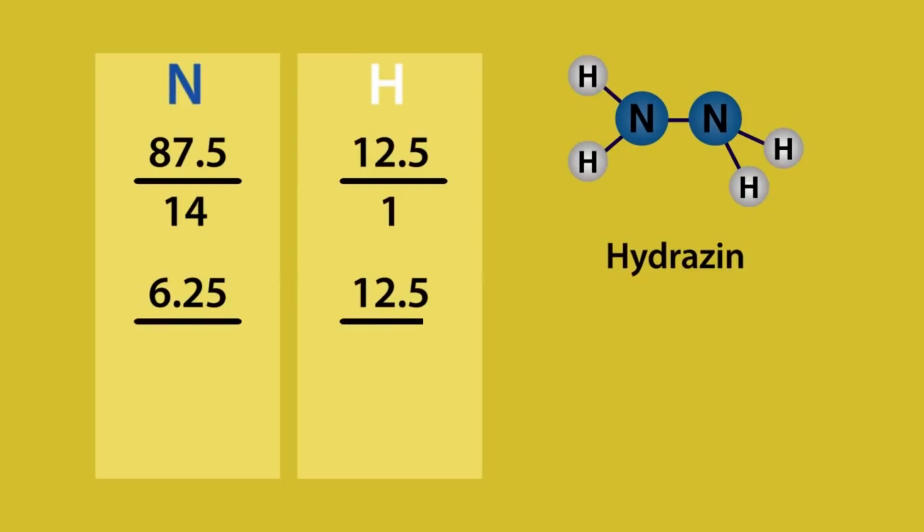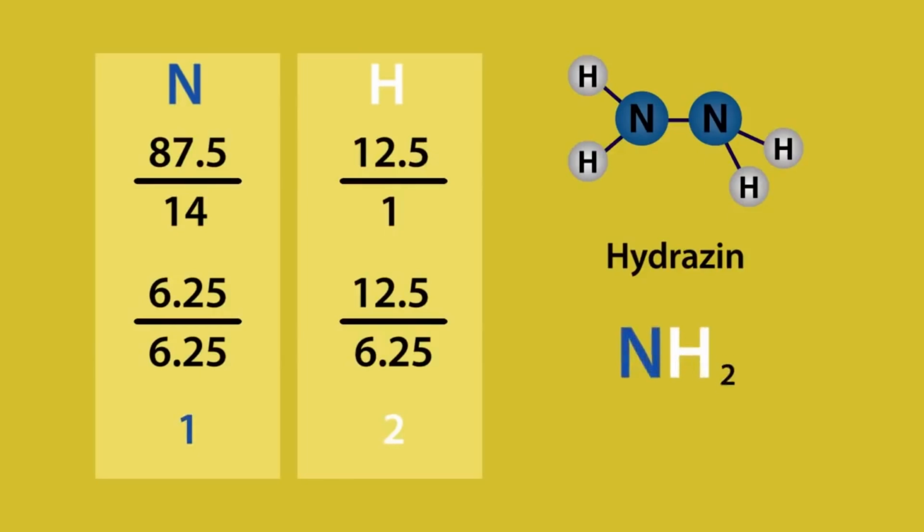We then divide these numbers by the smallest of the two, which is 6.25. And this gives us the ratio of 1:2. 1:2 is the smallest possible ratio. So, the empirical formula is NH2.